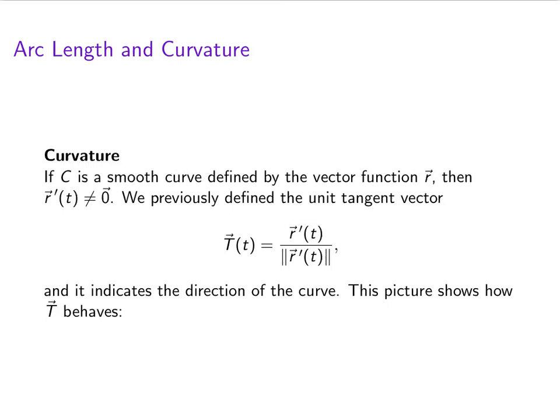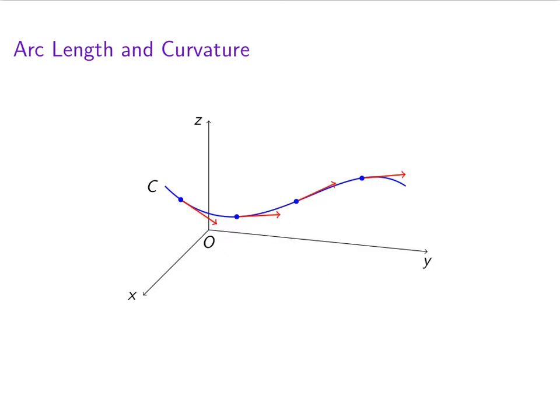Here's a picture that shows how this unit tangent behaves. So the curve C is in blue. The unit tangent vectors are all in red. One thing to notice on this picture is that these unit tangent vectors are all the same length. They are, after all, unit tangent vectors. And they're tangent to the curve. They're showing the direction that the curve is moving.